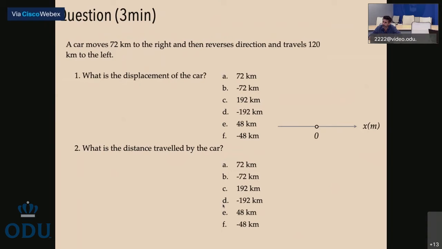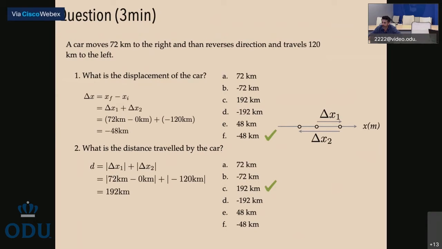Okay. So the answers, of course, are -48 and 192. How do we know this? First, the first question is asking about the displacement, right? And so the displacement is I first go towards the right, and then I go towards the left, and I go further to the left than to the right. So I went 72 to the right, but I went 120 towards the left. So you know that the number had to be negative, so that rules out all the positive numbers.